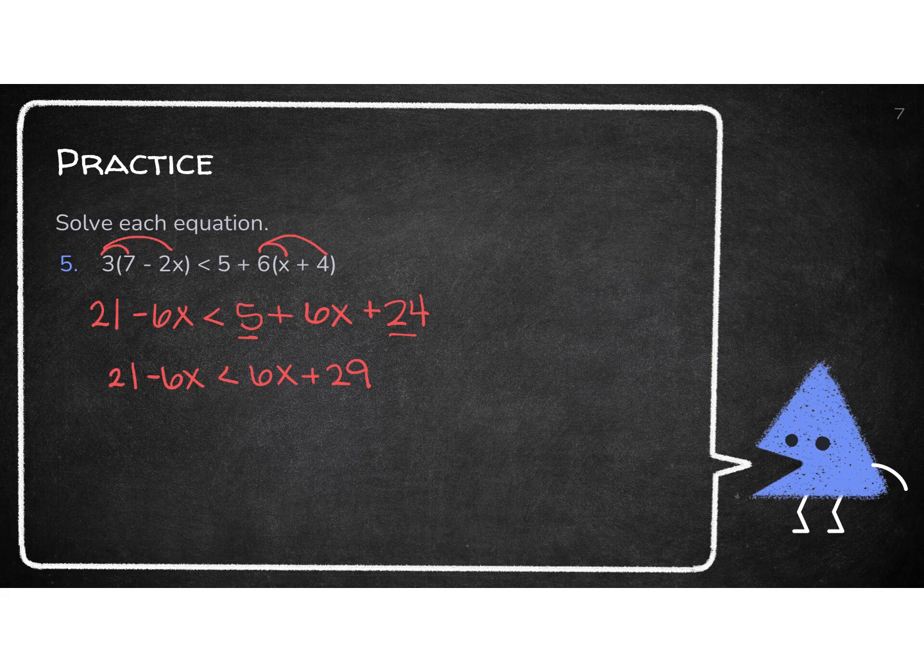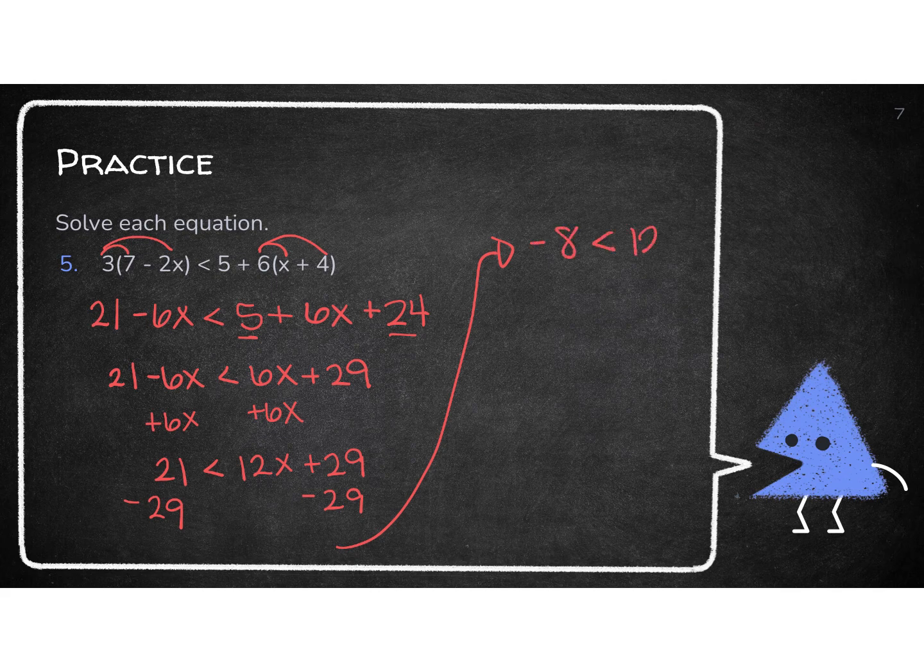So now I'm going to move my x's to this side. I'm going to actually move this negative 6x to the other side. So since it's a negative, I'm going to add it. So I'm going to end up with 21 is less than 6x plus 6x is going to give me 12x plus 29. So we can subtract 29 from both sides. So when I do that, I'm going to bring it on up here. I'm going to end up with a negative 8 is going to be less than 12x.